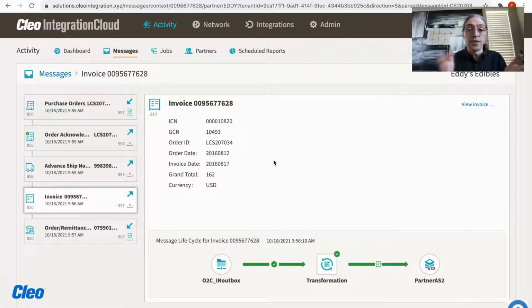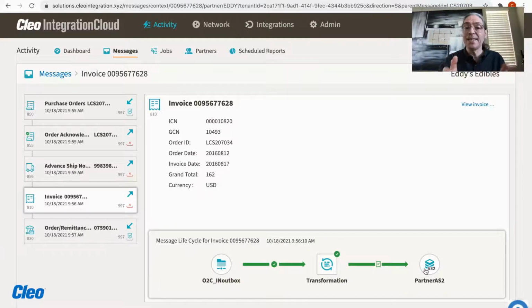Now that the order has shipped, your back-end system generates an invoice, which is translated into an EDI 810 invoice and again sent to your trading partner.